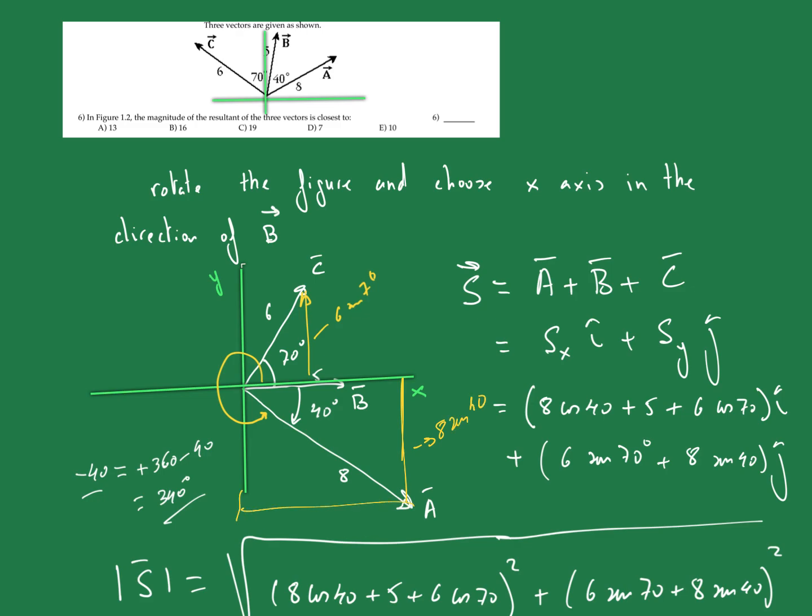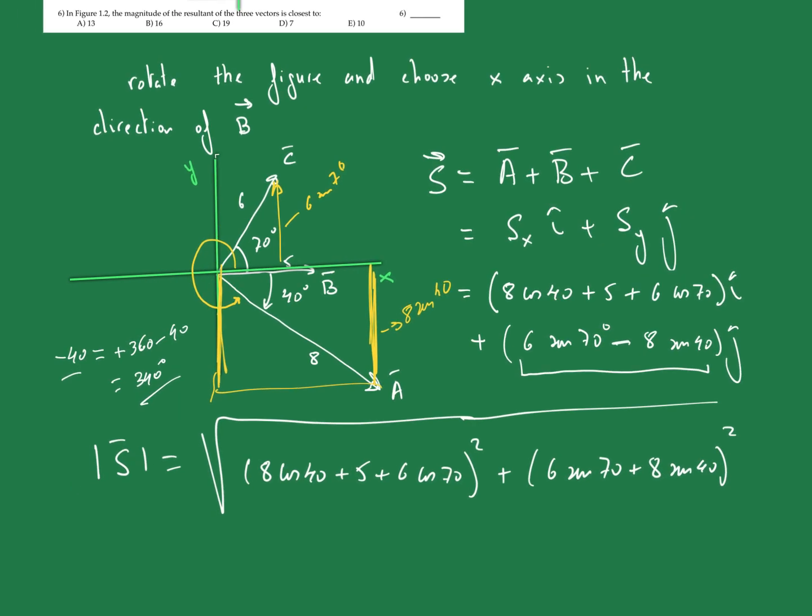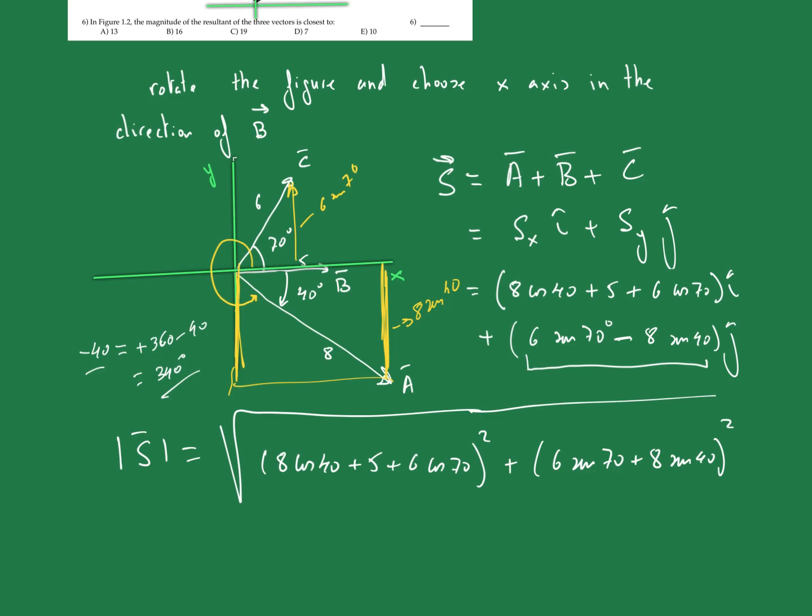So this part is what is in the Y direction. As you see, it is a negative quantity because it's going in the negative direction. So I should write a negative sign here, and now it's correct. Now the amount of units in the J direction are 6 sine of 70 due to C and minus 8 sine of 40 due to A. And due to B, there is nothing to add.